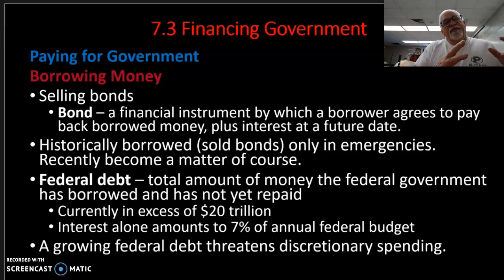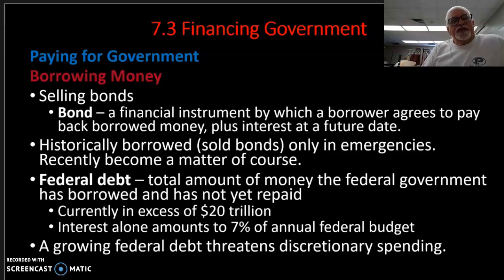So that's one way that the federal government gets its money: income. The other way is borrowing money. They sell bonds. A bond is a financial instrument by which a borrower agrees to pay back borrowed money plus interest at a future date. I might buy a U.S. bond at, say, 10% interest. I buy the bond for $100, and they agree that at some future date they will pay me back $110 for that bond.